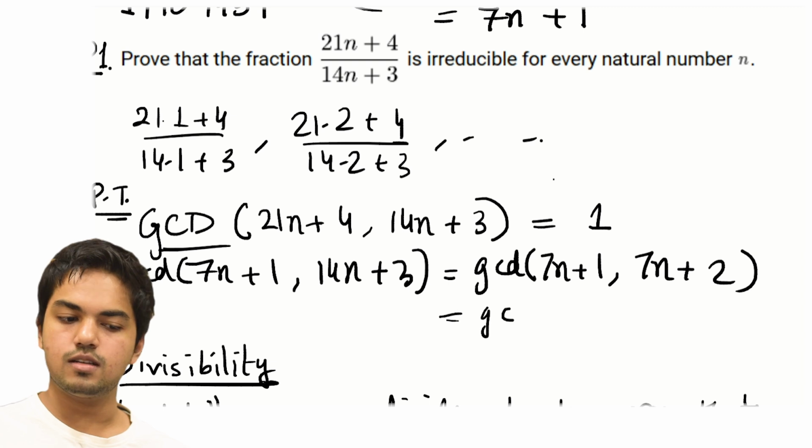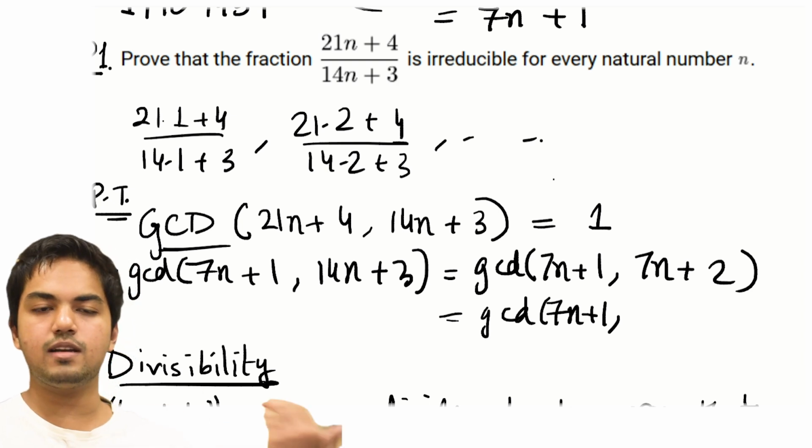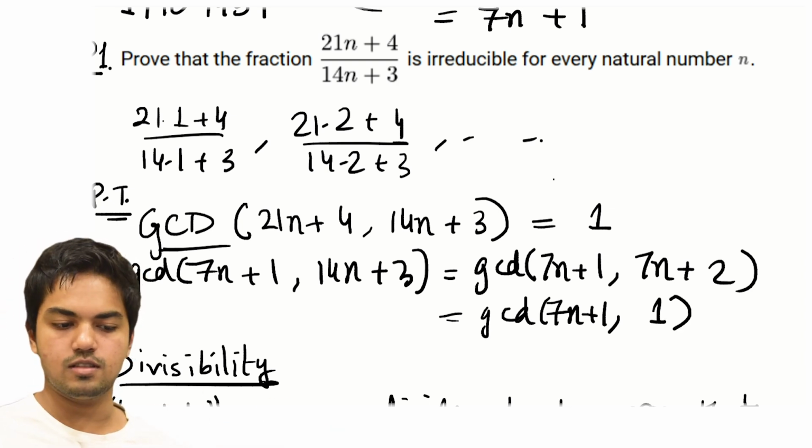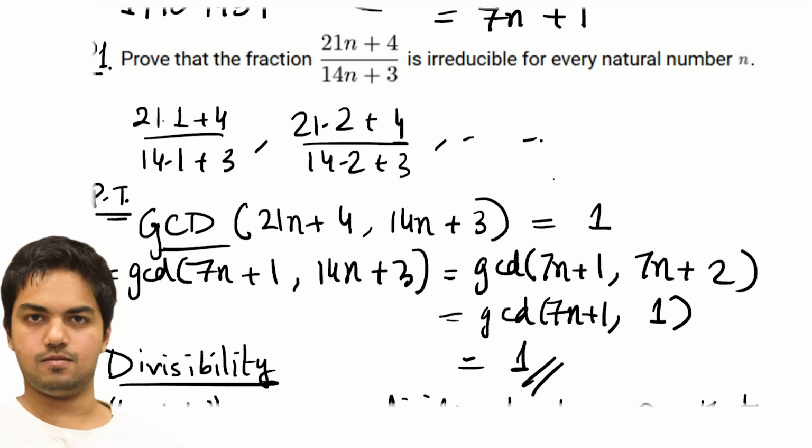And now we are done because the GCD of 7n plus 1 and 7n plus 2 is the GCD of 7n plus 1 and 7n plus 2 minus 7n plus 1, which is just 1. So this is the GCD of 1 and any number, which is obviously 1. And we're done. So very quickly, I gave you an introduction to divisibility, to Euclidean lemma and the Euclidean algorithm to solve this classic IMO problem.